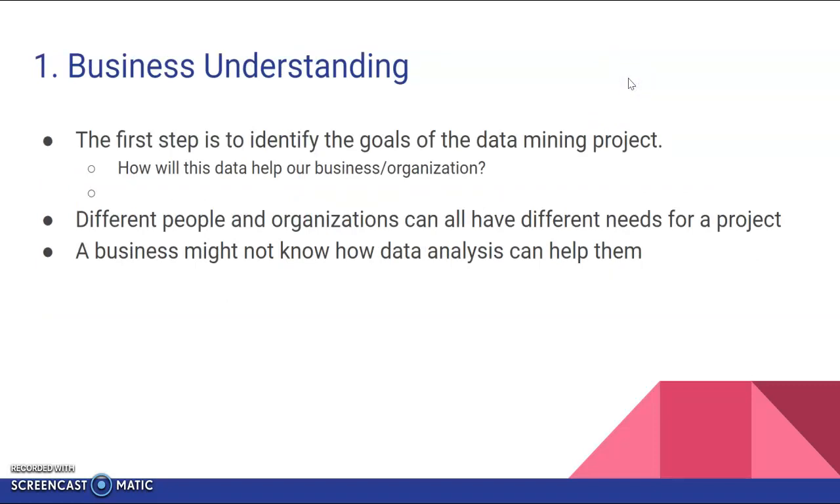The first step of the Crisp DM method is business understanding. This is where we identify goals for the project, what the end result is, what we're trying to gain from it. This is important because different people, even within the same organization, can have different needs. So it's important to identify those so we know what we're looking for while we're looking through this data.